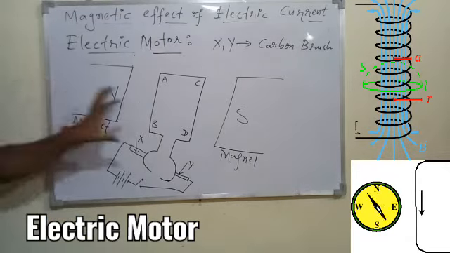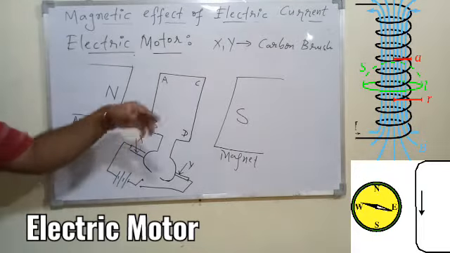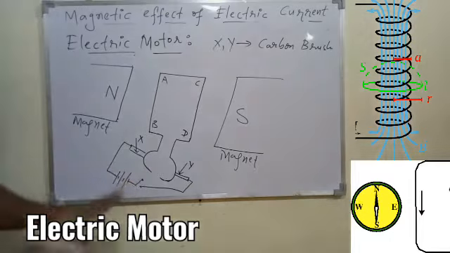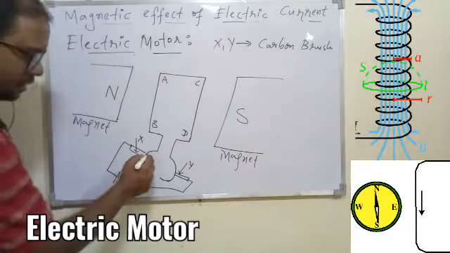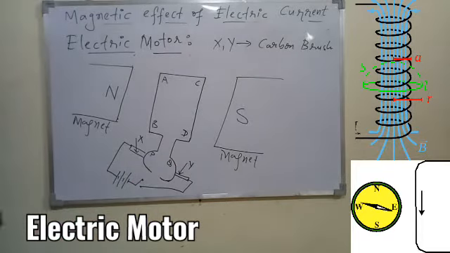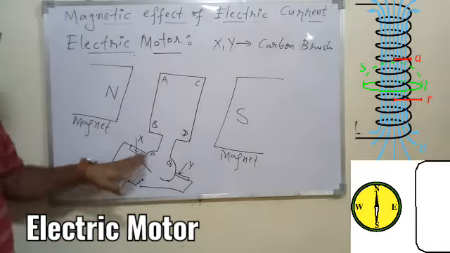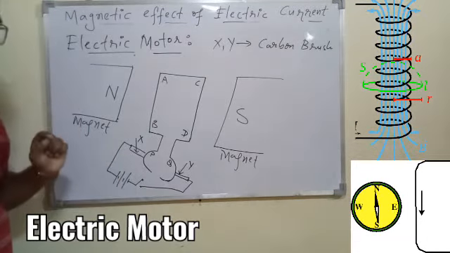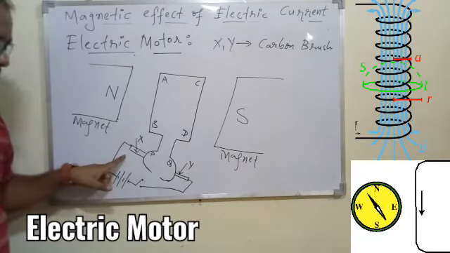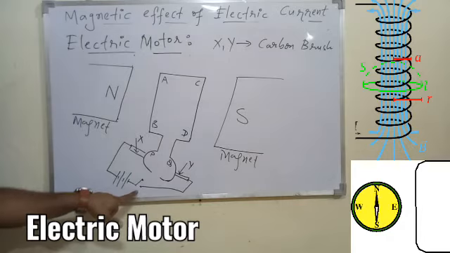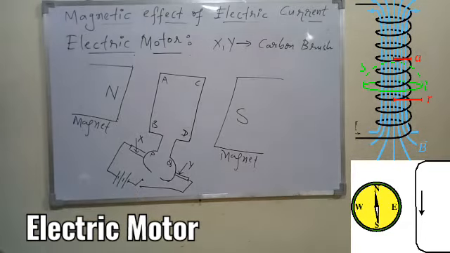I am repeating again: a rectangular coil having different turns of the wire is connected with two different split rings, and let the names of the split rings be P and Q, so that you'll have understanding in the working. And these two split rings are finally connected with X and Y, which are nothing but carbon brushes, which are also conductors, and the carbon brushes are finally connected with the battery with the help of a switch, so that we can switch it on and off. So I hope the construction is clear.